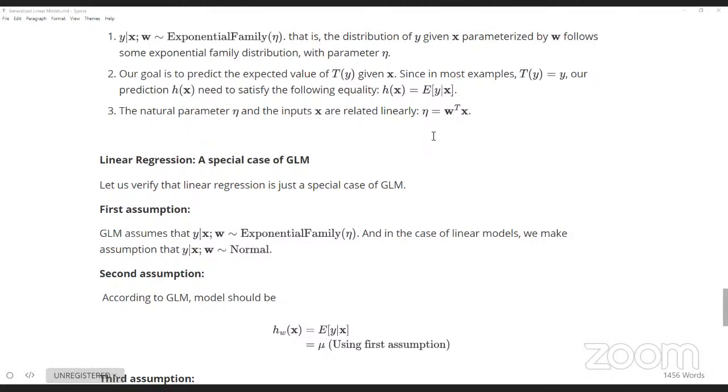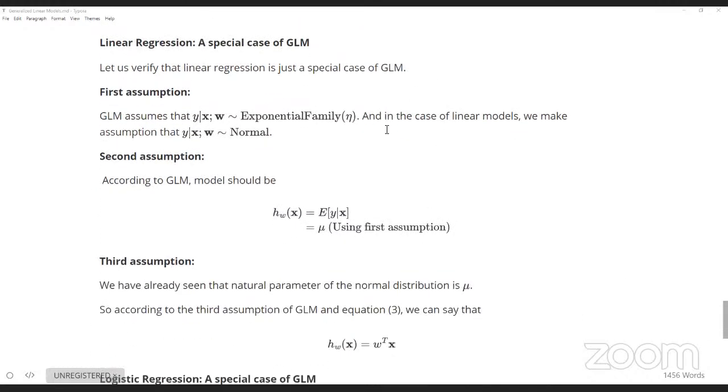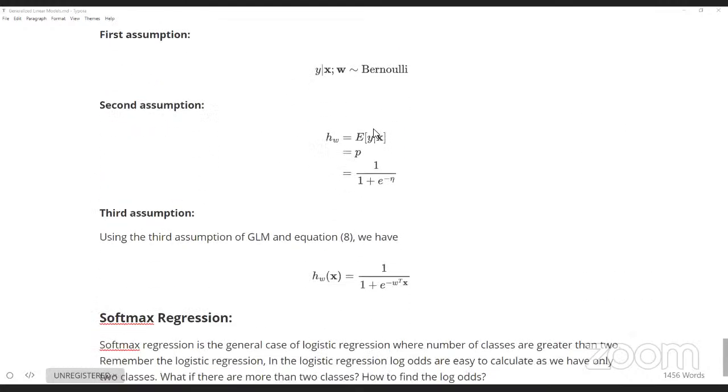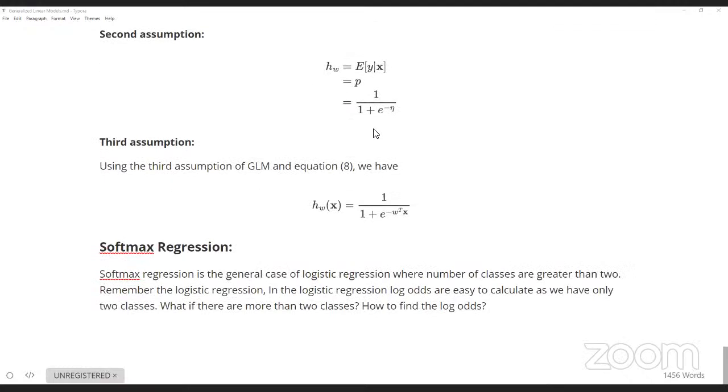Okay, so now we have seen linear regression and logistic regression. Now let's come to the last one, which is softmax regression. Softmax is missing here.